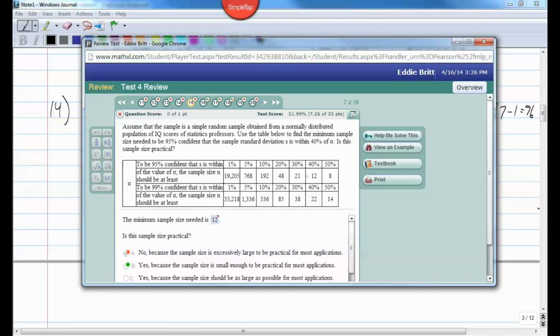Is this practical? 12 is a pretty small sample size. So yes, the sample size is small enough to be practical for most applications. I'd be willing to bet that if you wanted to conduct a small survey or a small study, if 12 of your friends use Twitter, you could figure out 12 people to call. That's pretty convenient to have a small number like that.